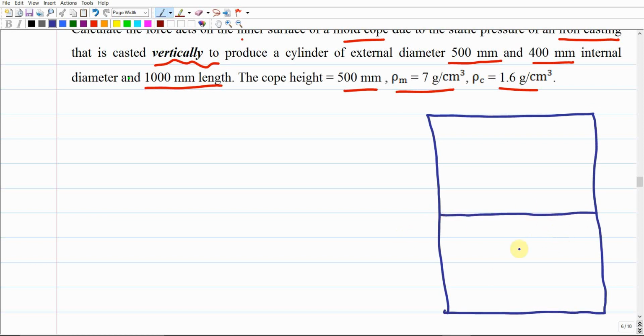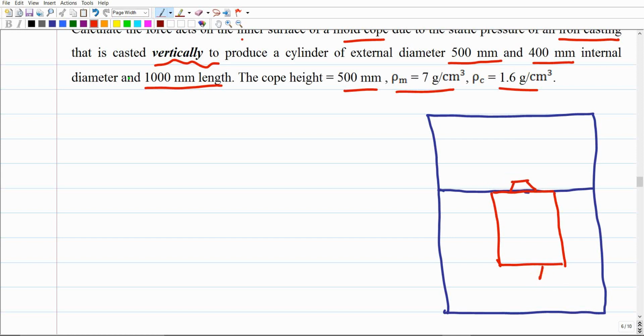If we decided to cast this product vertically, it means that it's going to be located completely in the sand, in the drag. So this is going to be the casting simply. And this is going to be the parting, the core print, and there is another core print. Assume that this is the pattern, and you can simply get it out from the sand.